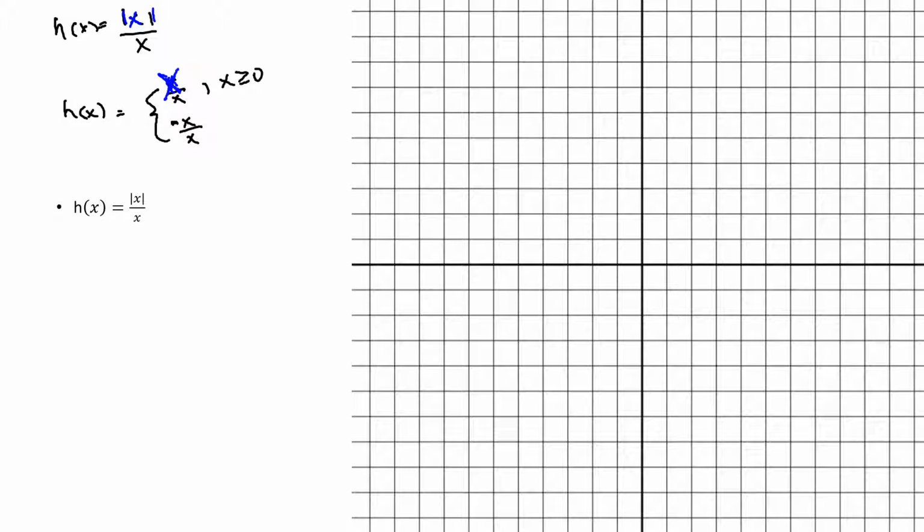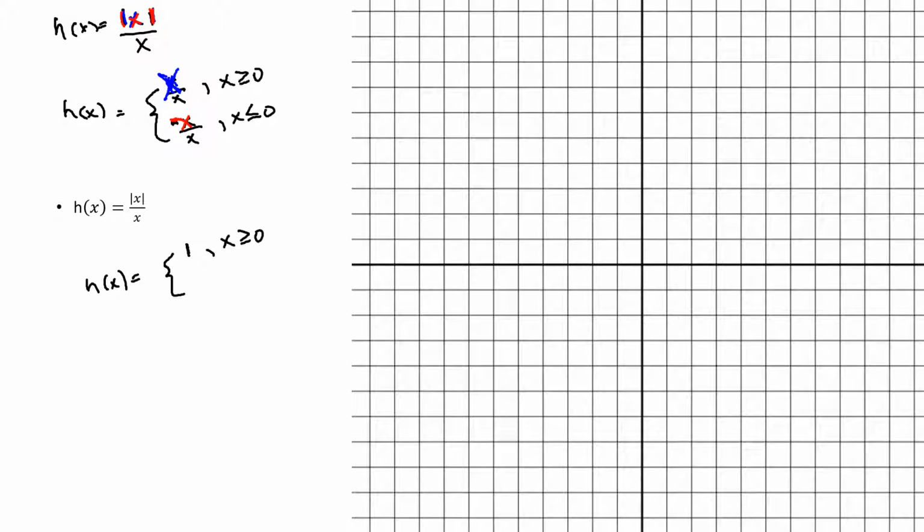And when x is less than 0, I'm going to replace my absolute value of x as a rule with just negative x. So how do we graph this? Well, it's kind of easy because what's x divided by x? If we rename this function, we're really saying that on the right-hand side of the graph, x divided by x is just going to be 1.